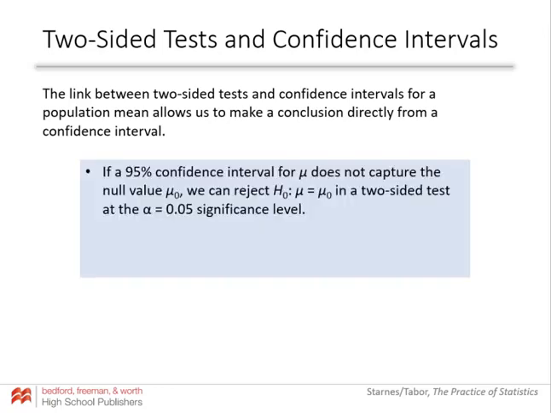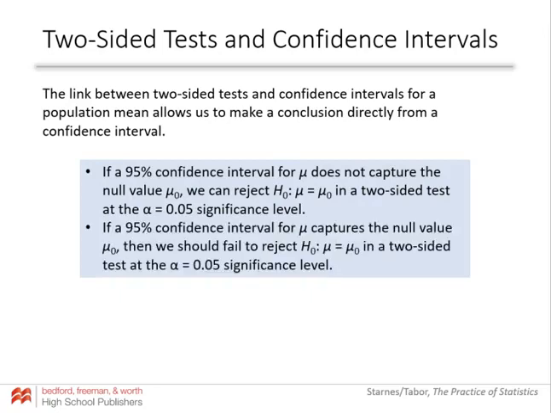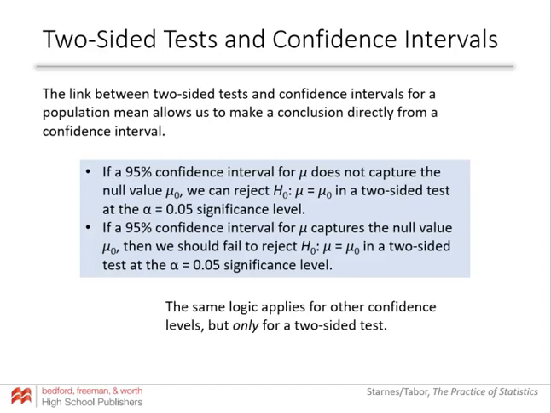So what that means is if I do a 95% confidence interval and the null hypothesis value is in that interval, then I would fail to reject, because that means I don't have evidence for the alternative. If I make a 95% confidence interval and the null hypothesis value is not in that interval, then I would reject that null hypothesis. This only works for a two-sided test.